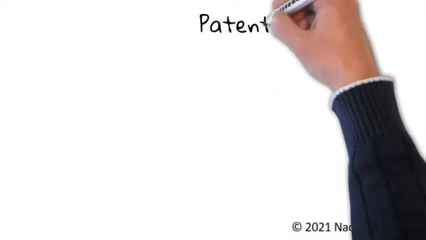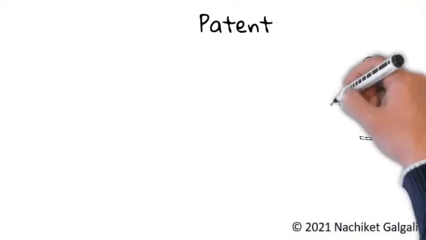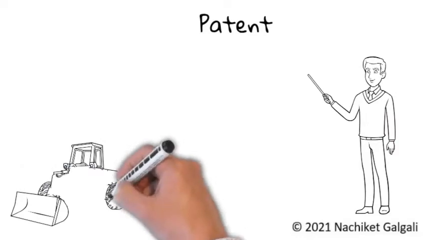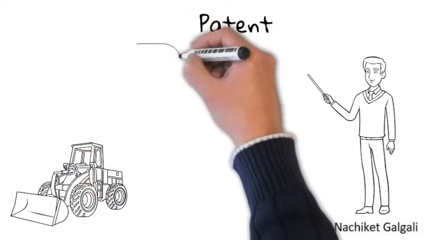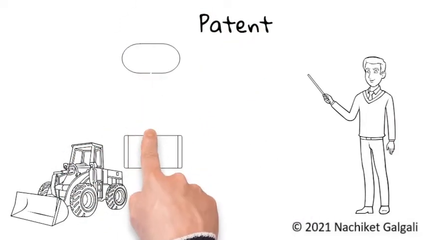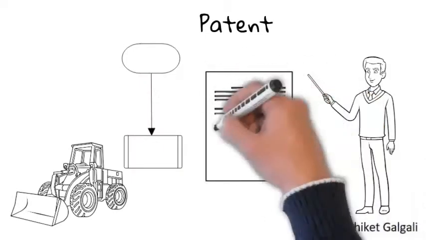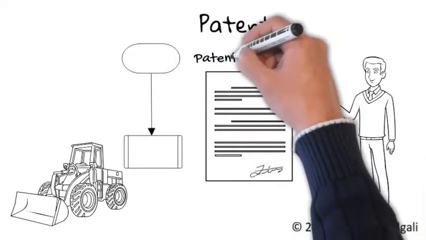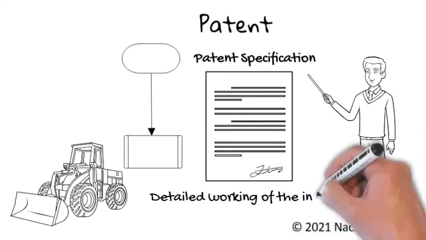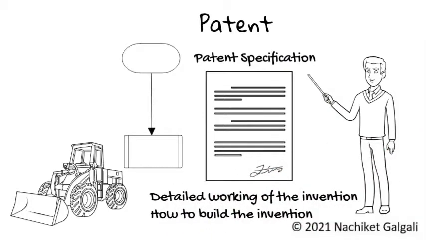Let us see what a patent is. First things first, only a product or a process can be protected by patents. A patent is an exclusive right granted to the inventor. In return for this right, the inventor needs to teach the detailed working of the invention and how to build the invention. This right is given to the inventor for a limited period of time of about 20 years. We'll have a separate video that would talk about the period of protection.